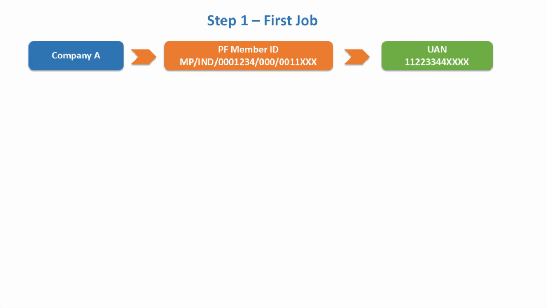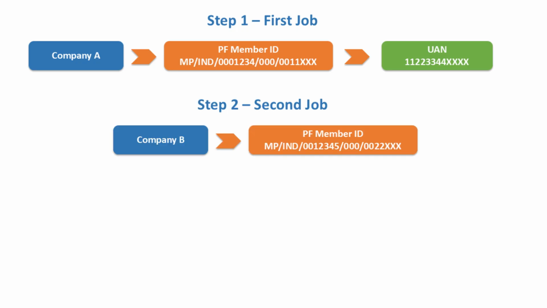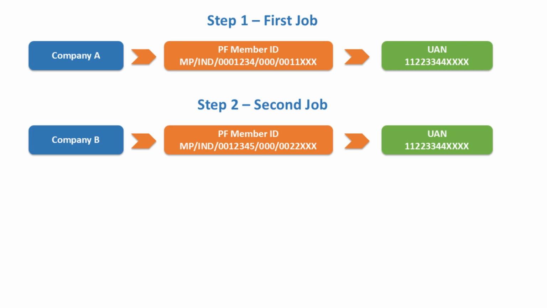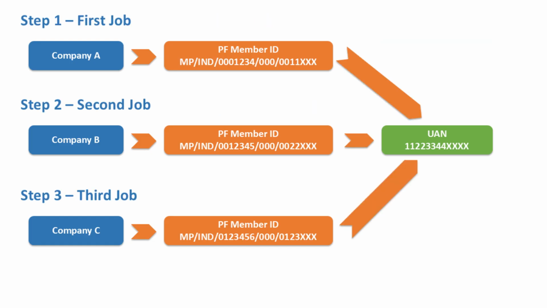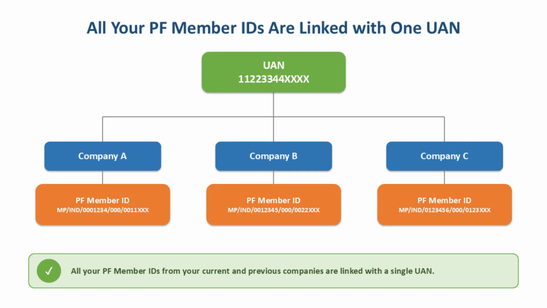Now suppose you leave company A and join company B. Again, a new PF member ID will be generated by company B, but your UAN will remain the same. Similarly, if you leave company B and join company C, then another new PF member ID will be generated by company C while the same UAN will continue. So as you can see, one employee can have multiple PF member IDs but only one UAN. All your PF member IDs from your current company and previous companies are linked with the single UAN.